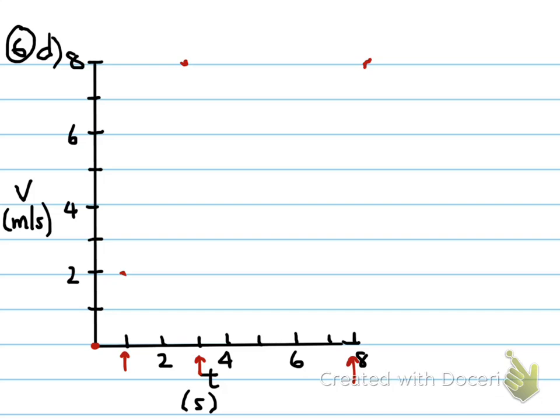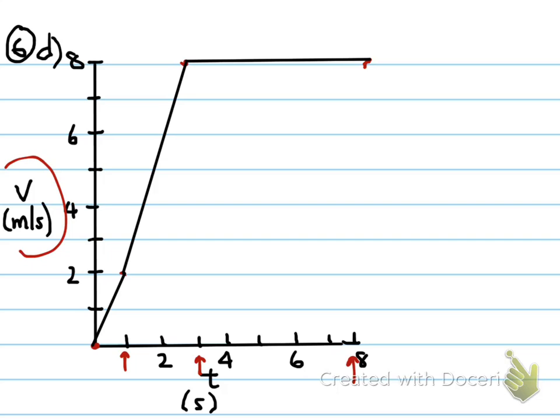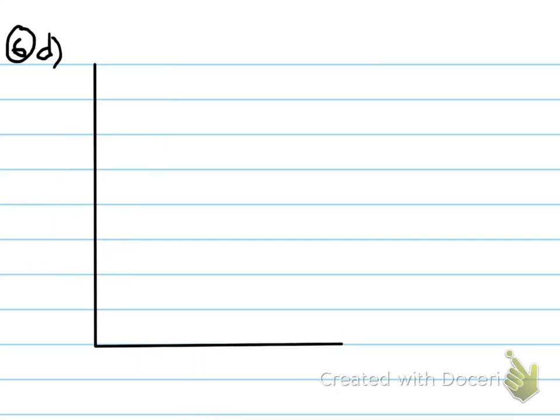And then all you do is join the dots. So from here to here, here to here, notice that it's steeper because it's accelerating faster, and then maintains that velocity. And that's the first one done. That's velocity versus time. Now we do acceleration versus time. Okay, next video.